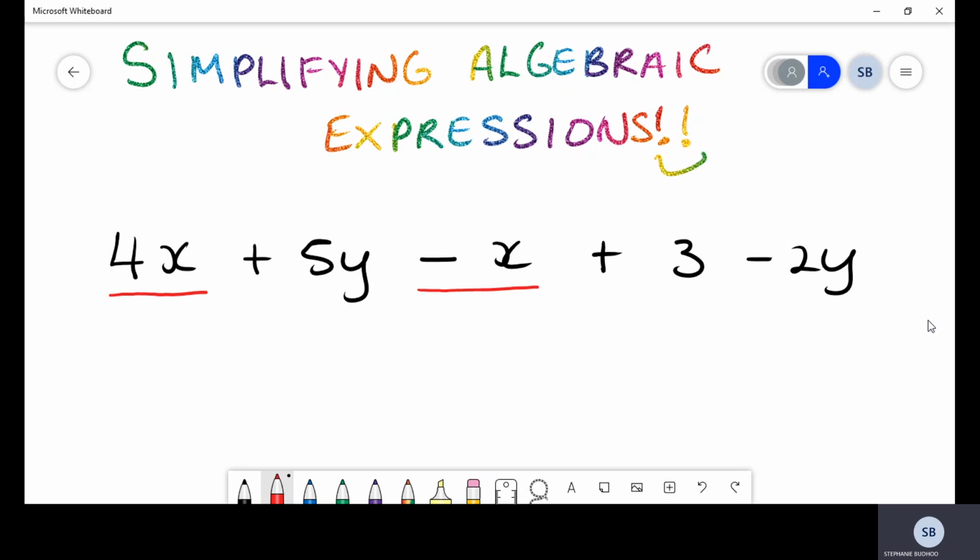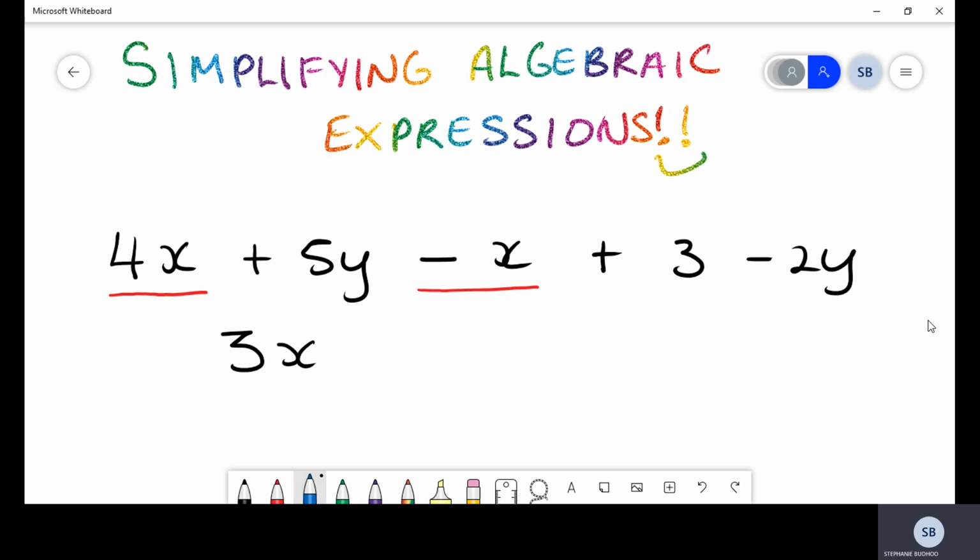So for example, in this question here, if I wanted to group together my like terms of 4x and x, I have to do subtraction. So I would actually be doing 4x subtract x. That gives us 3x. There we go.